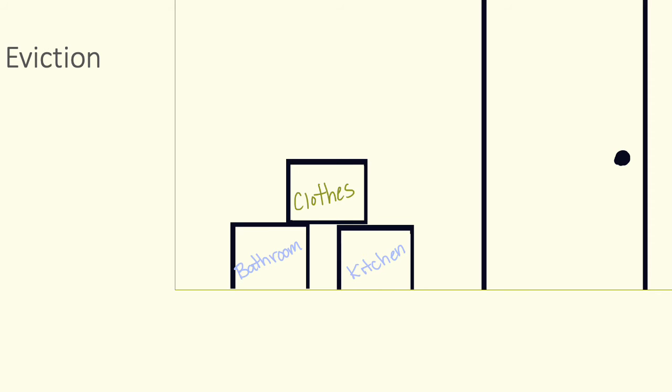Now, there are several reasons eviction might happen, but a tenant who is being evicted will receive an eviction notice that explains the reason the landlord has begun the eviction process. Some of the most common reasons are that the lease ended, the tenant has not paid rent, or the tenant has violated conditions in the lease agreement.